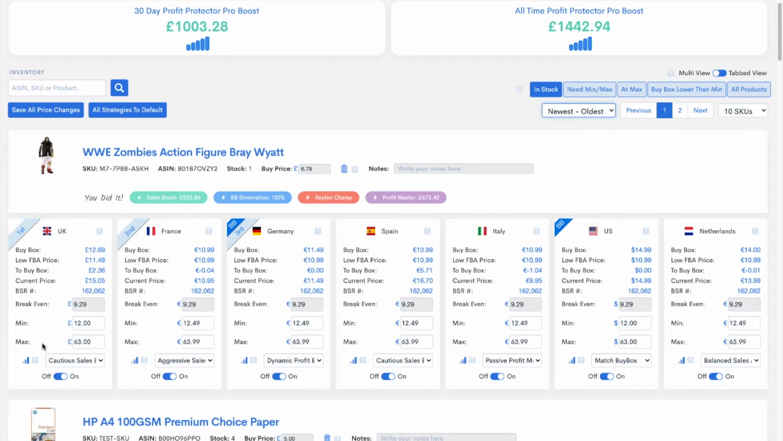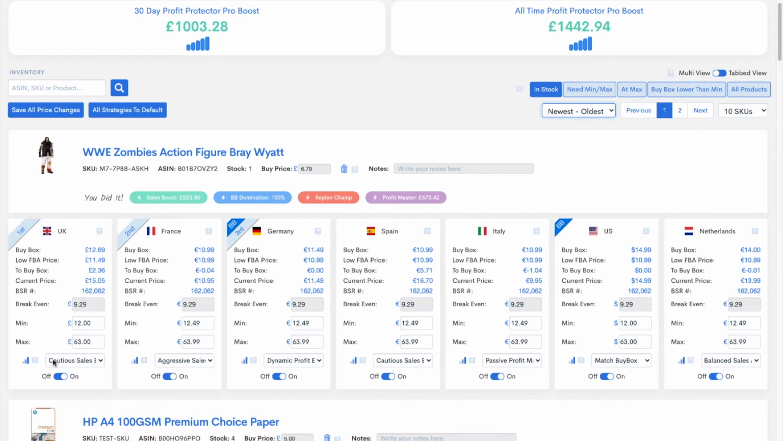So make sure you don't use a maximum that is too high. Be reasonable with your maximum. And then you choose which strategy you want to use in terms of, if you want Profit Protector Pro to work some magic for you, or you just want to dump stock, or whatever you want to do.